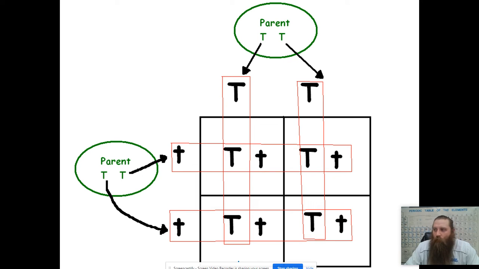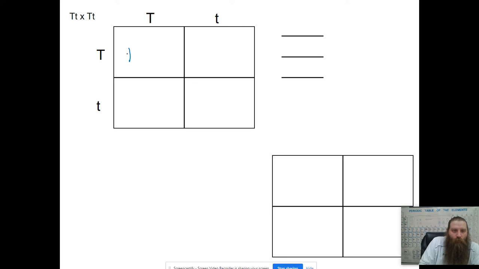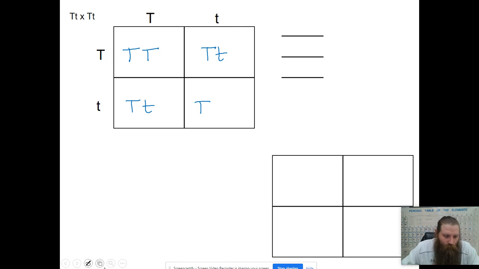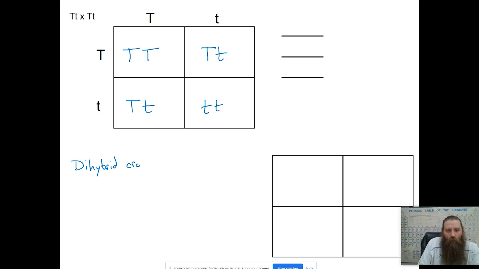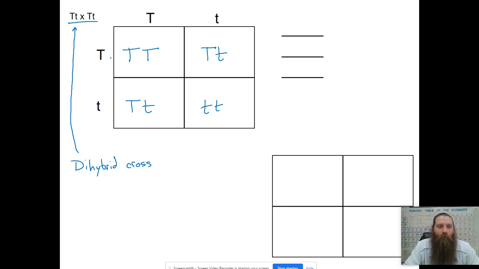And in this case, if we wanted to look at the percentages, we would need to write those out. So we have big T, big T, big T, little t, big T, little t, and little t, little t. This is called a dihybrid cross. All right, how do I know that? Well, I'm looking at the cross, right? This X right here tells me I'm crossing parent 1 with parent 2.